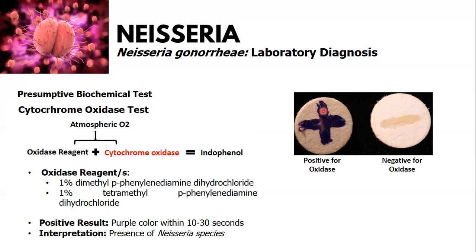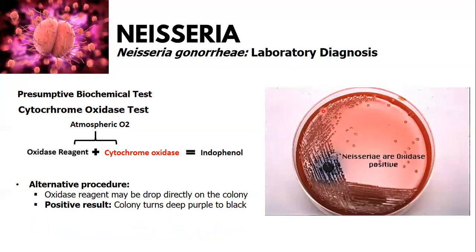So since this is just presumptive and only confirming the presence of Neisseria, we are not going to stop here, but instead we are going to perform the definitive test to speciate pathogenic Neisseria. And that test is what we call the carbohydrate utilization test using CTA medium.